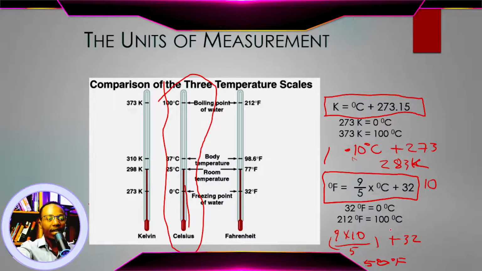So yeah, 10 degrees Celsius will give you 50 degrees Fahrenheit, and 10 degrees Celsius will give you 283 degrees Kelvin. So make sure that you know how to go from one to another. Another calculation that we use a lot is density. We use density a lot to go from one thing to another.